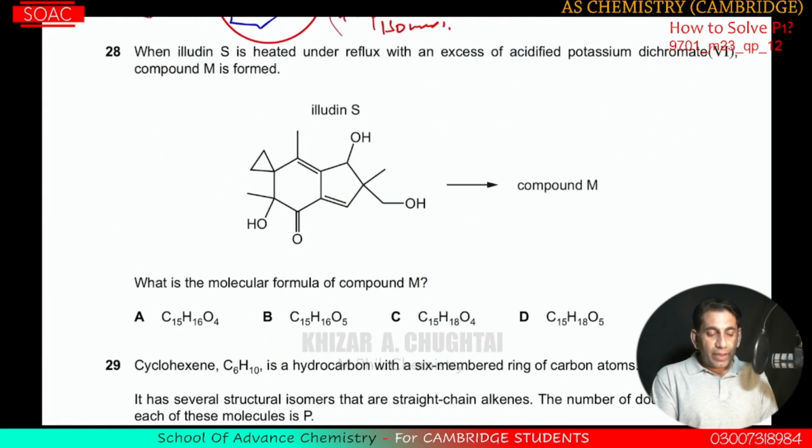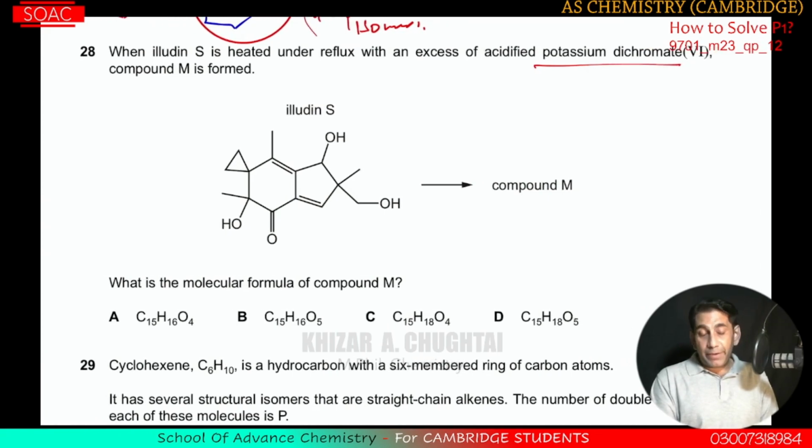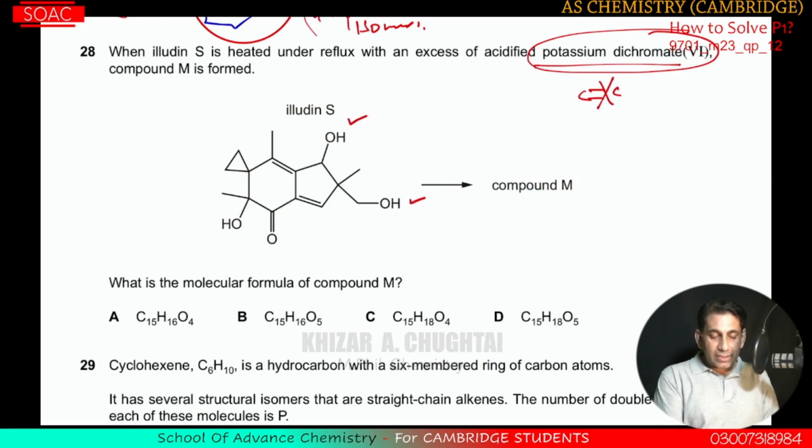Question number 28. When iludin S is heated under reflux with excess of potassium dichromate(VI), compound M is formed. You know what is the function of potassium dichromate? That is an oxidizing agent, but it cannot oxidize a carbon-carbon double bond. The carbon-carbon double bond will remain unchanged. It can oxidize primary alcohol, it can oxidize secondary alcohol, but it cannot oxidize tertiary alcohol. So primary alcohol can be oxidized, secondary alcohol can be oxidized, but tertiary alcohol cannot be oxidized, the double bond cannot be oxidized, and so on.